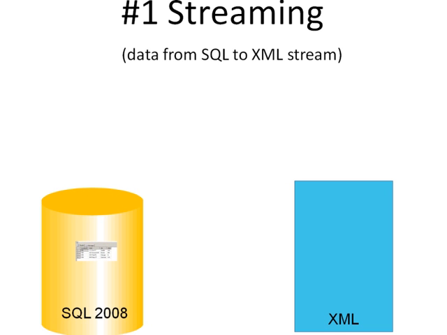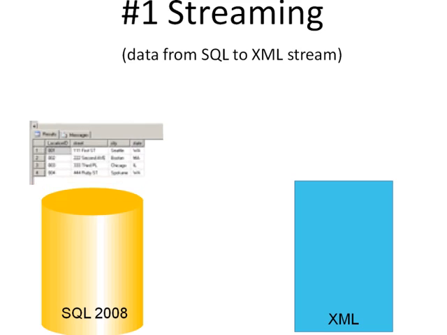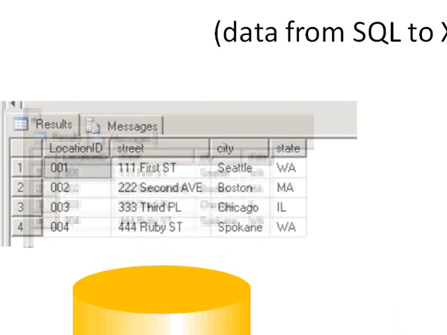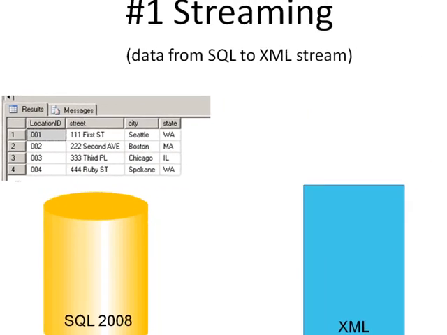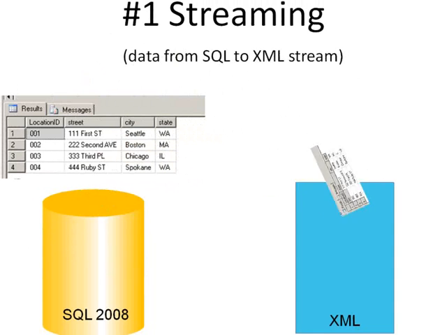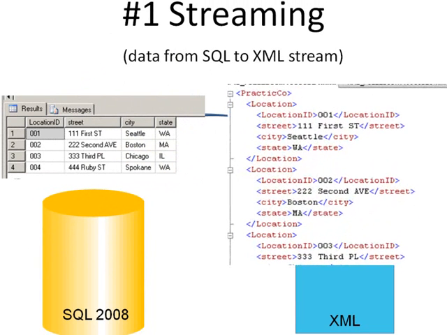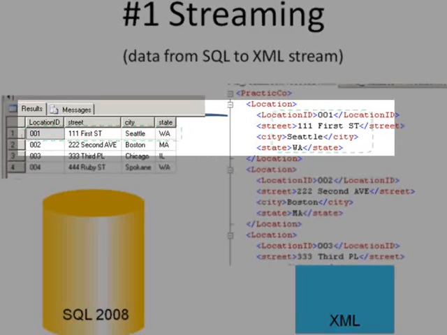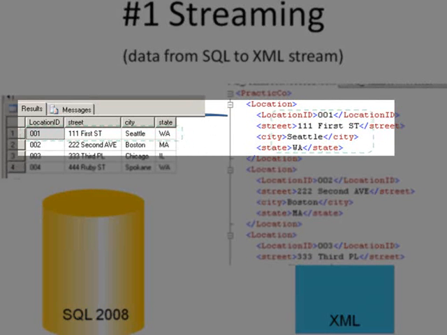The first subject matter was streaming XML. That's where we get data from a SQL 2008 database like this table here, the location table. And we stream this data into an XML stream, which we can later turn into an XML file if we want. Here, the exact same data you see in the table is represented on the right in an XML stream.